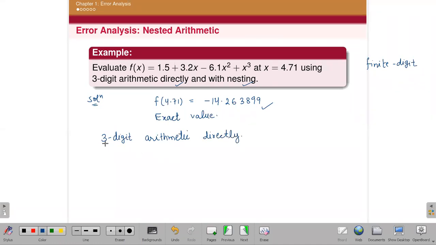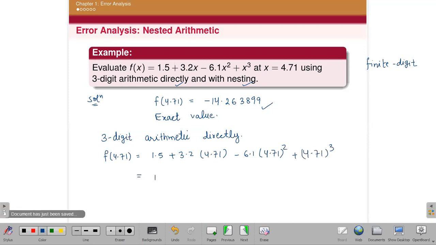So I will maintain 3 digits in each calculation. That is the only thing. So I write 1.5 plus 3.2 into 4.71, minus 6.1 into 4.71 square, plus 4.71 cube.